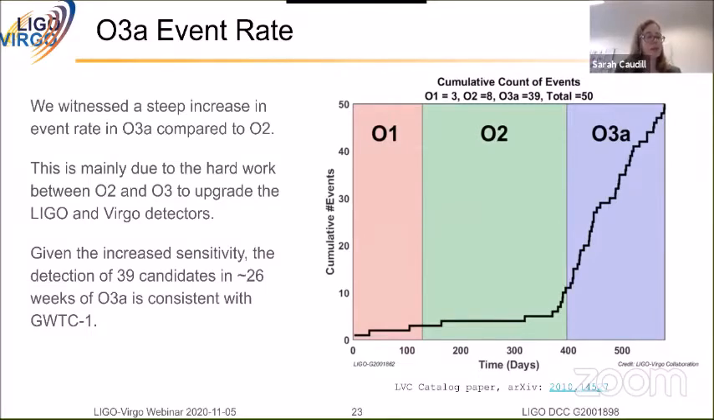Given the increased sensitivity, these 39 events found in these 26 weeks of data of O3A are consistent with the number of detections in our previous catalog, GWTC-1. Okay, next slide.